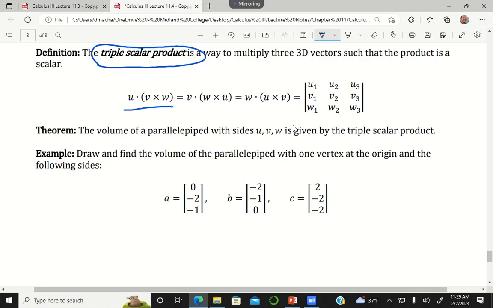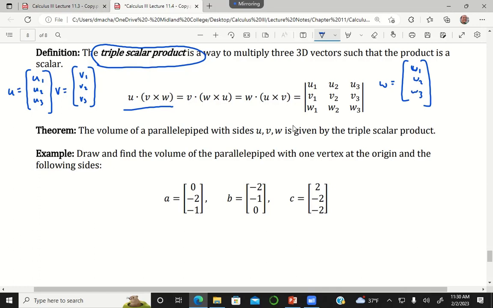So the three vectors we're going to multiply, we're going to call them u. My u vector is going to have u1, u2, u3 as entries. And then v, of course, is going to have entries v1, v2, v3. And then you guessed it, w is going to have entries w1, w2, w3.